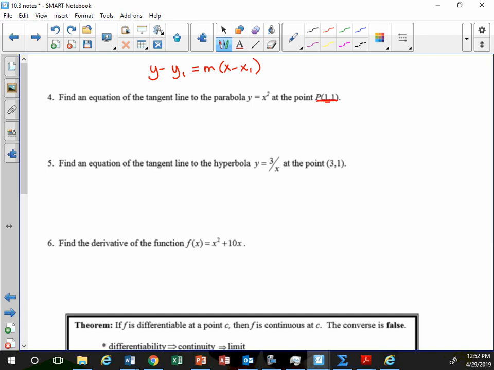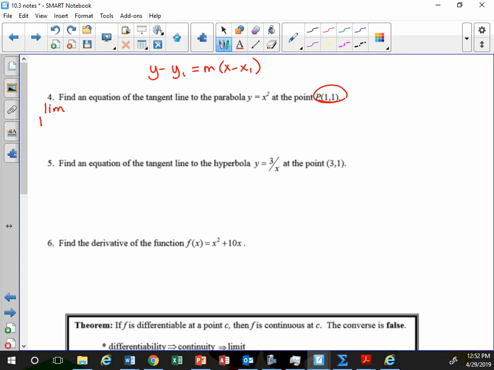Well, I've got a point, right? I have a point. I need the slope. How do I find the slope of the tangent line? The thing we've been doing. Yes, yeah. So you're finding the derivative. We're doing that with the limit definition.